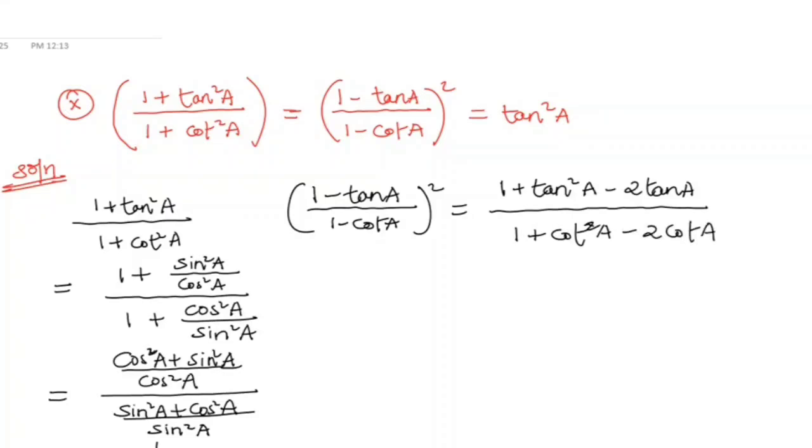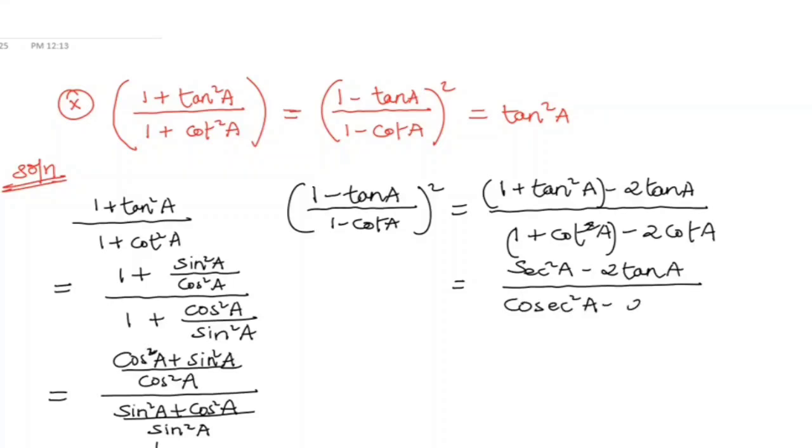So next what we can write? If you remember, there is one formula: 1 plus tan²A we can write using a formula, and downside also 1 plus cot²A we can write using a formula. If you remember, 1 plus tan²A is equal to sec²A, minus 2 tan A, divided by 1 plus cot²A, which is cosec²A, minus 2 cot A.